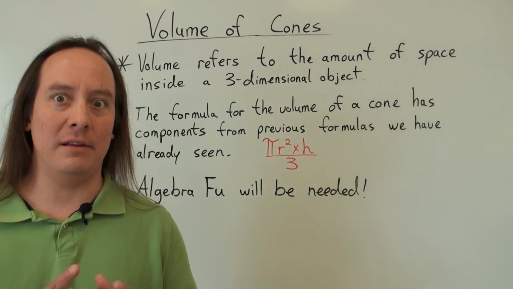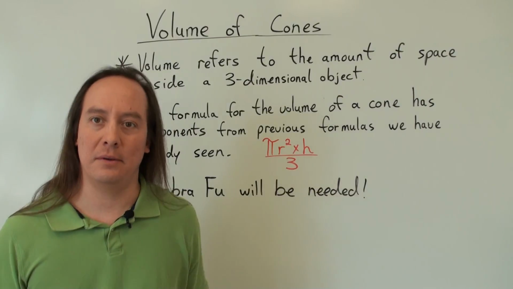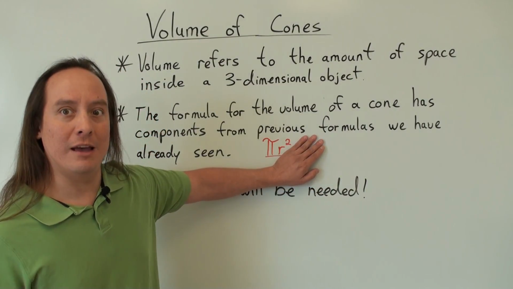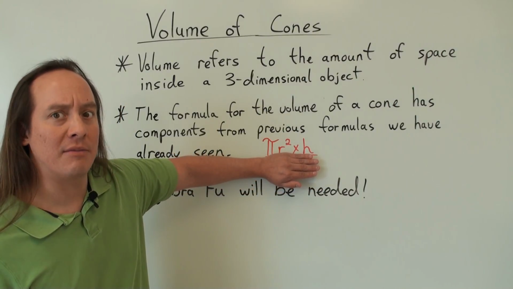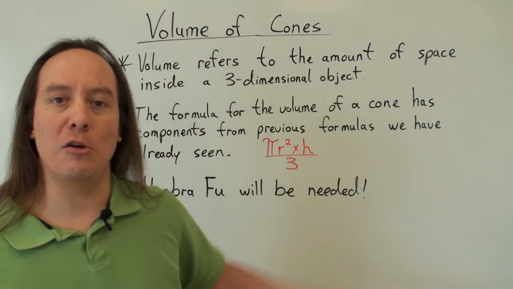So the formula isn't getting radically different. We're just adding one more thing to it. But it is important to understand what pi r squared is. What's it for? It is important to understand what pi r squared times h is. And it is important to understand what the whole formula is for, obviously the volume of a cone.